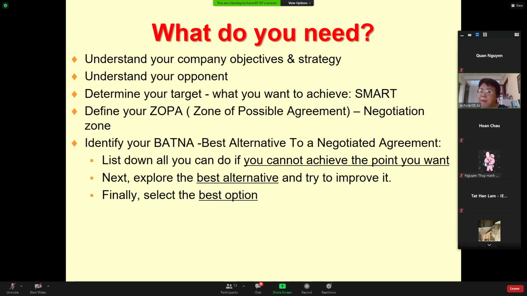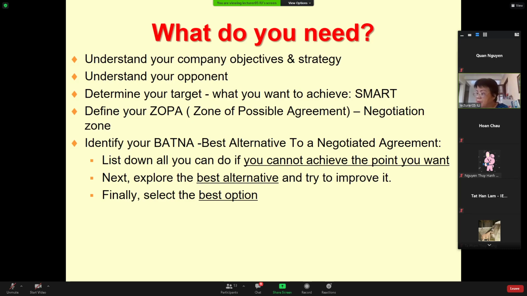And what is the BATNA? BATNA stands for Best Alternative to a Negotiated Agreement. So you list down all you can do if you cannot achieve the point that you want to make. You have to explore the best alternative, try to improve it, and finally decide which is the best option you might want to have.